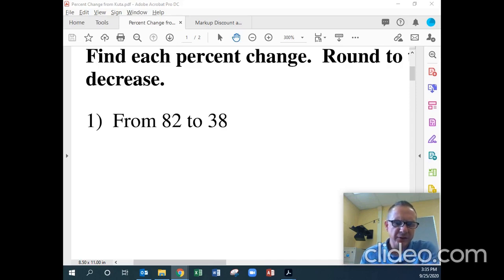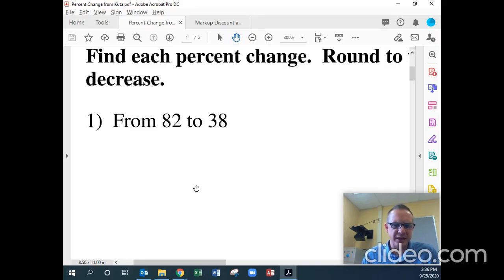Now we come to some slightly more complex percent problems. These are percent change problems, markup problems, discount problems, those types of problems. Tax. They involve taking it apart, so that there's basically two steps to these. So let's look at one of them.